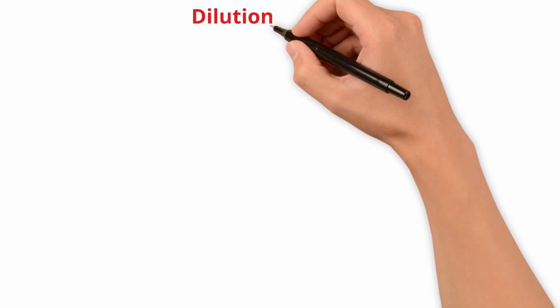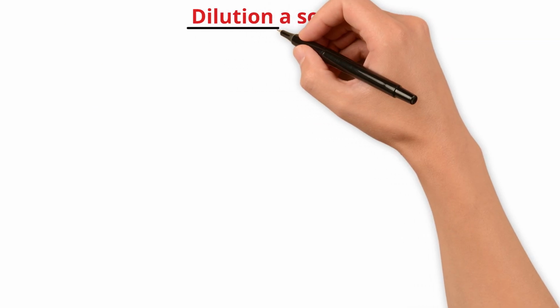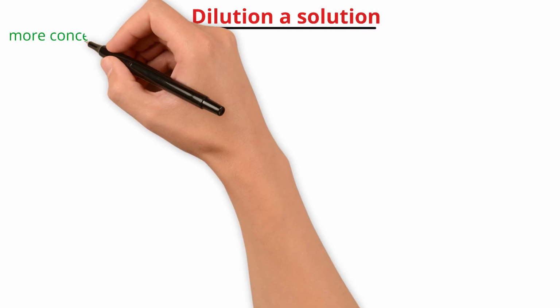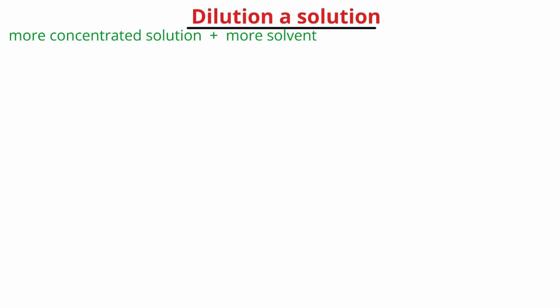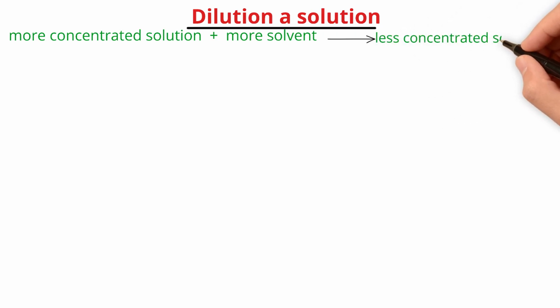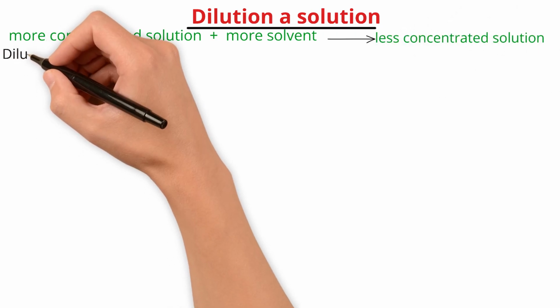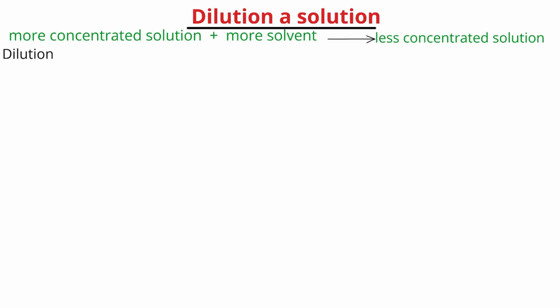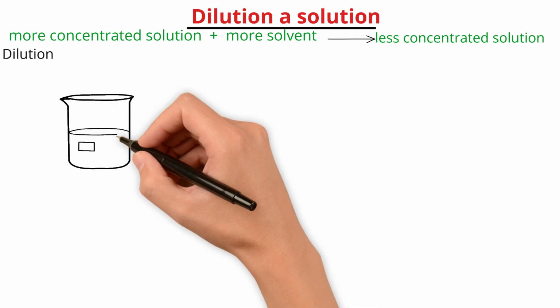Dilution is a process. More concentrated solution plus more solvent forms less concentrated solution, and we call it dilution. Simply, dilution means changing the more concentrated solution to less concentrated solution by adding more solvent. Or dilution is preparing less concentrated solution from more concentrated solution by adding more solvent.